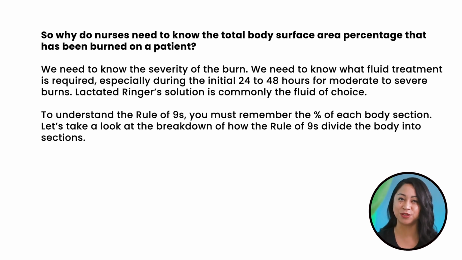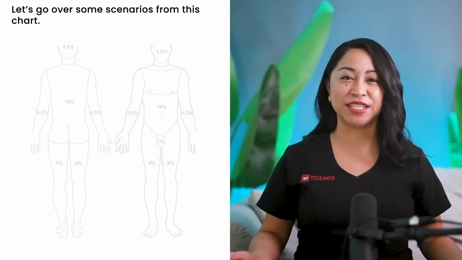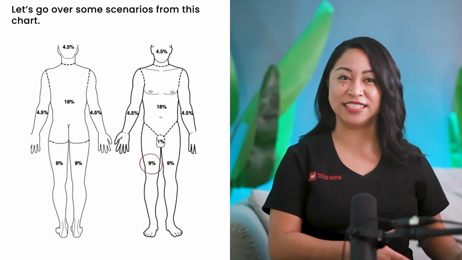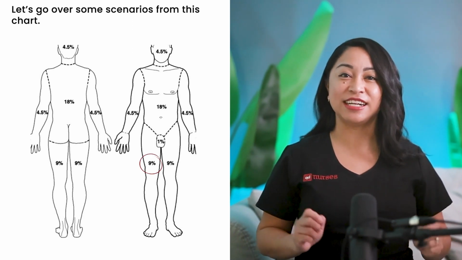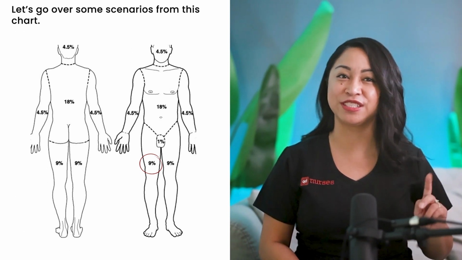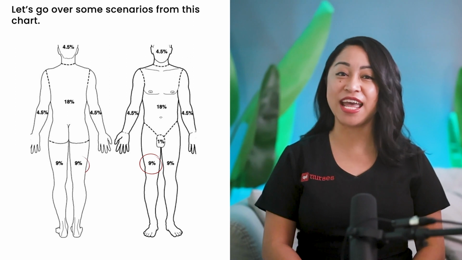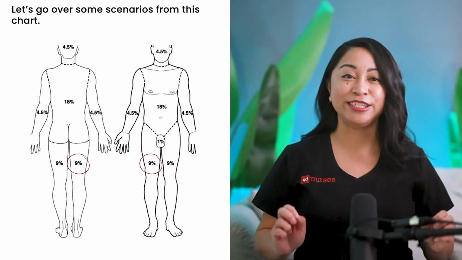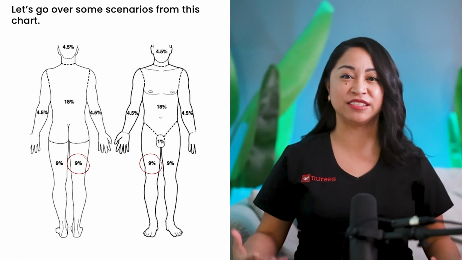To understand the Rule of Nine, you must remember the percentage of each body part. Let's take a look at the breakdown of how the Rule of Nine divides the body into sections. So let's go over some scenarios from this chart. If just the right front leg has sustained burns, then this is considered 9% of the total body surface area, also shortened for TBSA. If the right front and back leg has sustained burn, then this is considered 18% of the total body surface area.